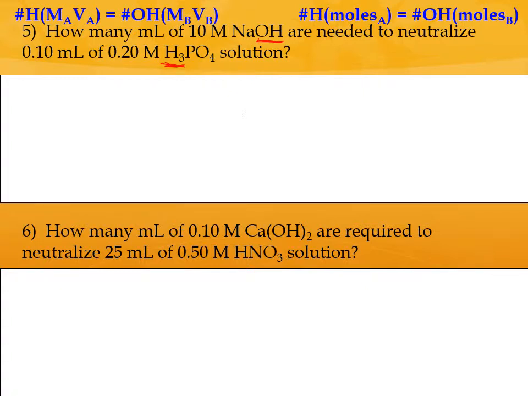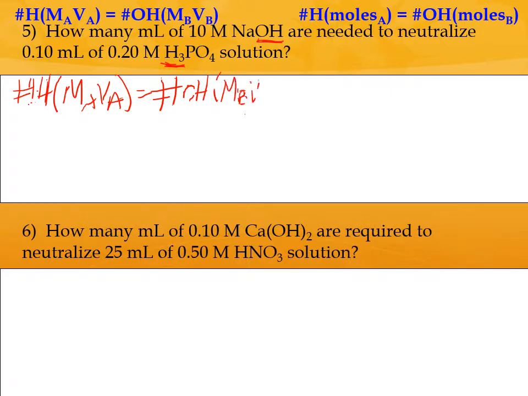So I'm going to write my formula out. Number of H's times Ma times Va equals the number of OH's times Mb times Vb.